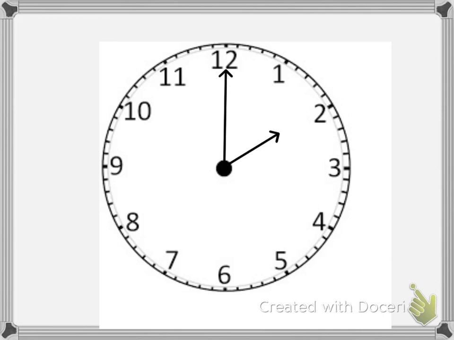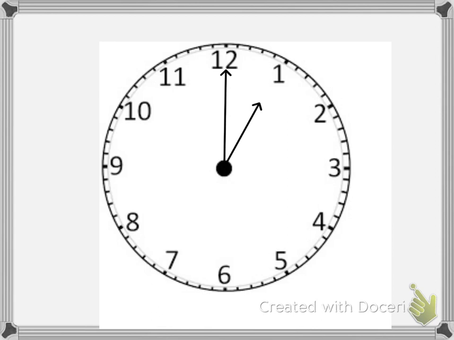Well, an hour ago, I would move my clock hand backwards from the 12 all the way around until I got to 12 again. And as my clock hand would move, my hour hand would go from the 2 up to the 1, because that was 1 hour ago. So 1 hour ago, it was 1 o'clock.